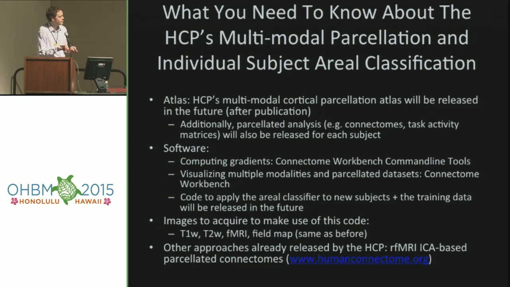And we have already released some other approaches to parcellation by the HCP, focused on ICA. And I'll take a few questions, but I'm a little over time.